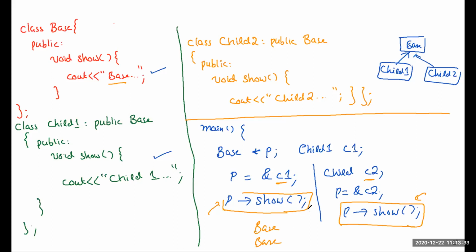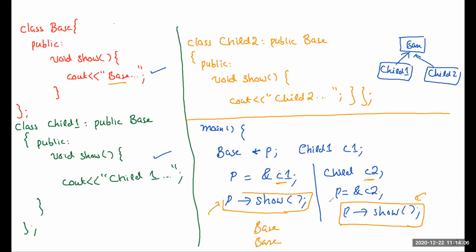Although in the first case P has the address of C1, and in the second case P has the address of C2, and C1 and C2 are two different classes, in both cases the program is not looking at the address which is in P. It is only looking at the data type of P, and the data type of P is base. So what will happen is that it will simply call the show function of the base class. It will not call the show function of the child class, right? So this is what is happening in the current form, right?